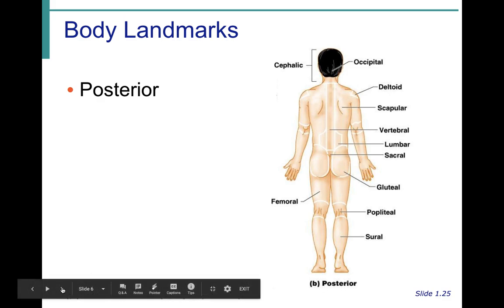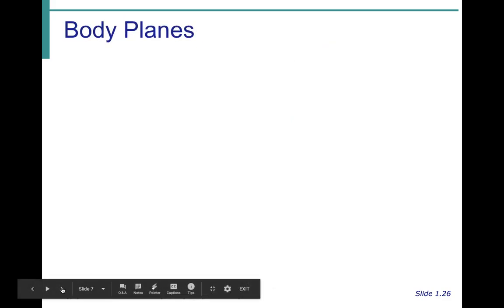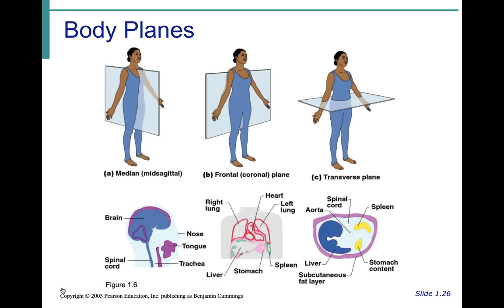So there's a list on your lab of 25 of those, and you're responsible for knowing those for the posterior and the anterior quiz. The directional terms that I did at the beginning will be the first quiz that you take. Body planes. This is basically if you cut the body in certain directions.